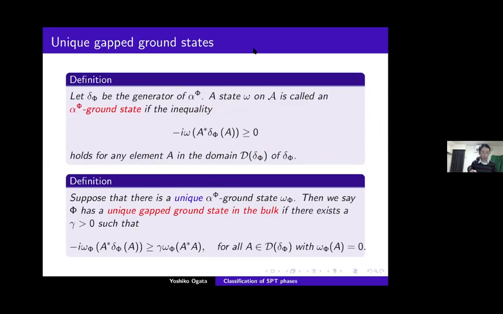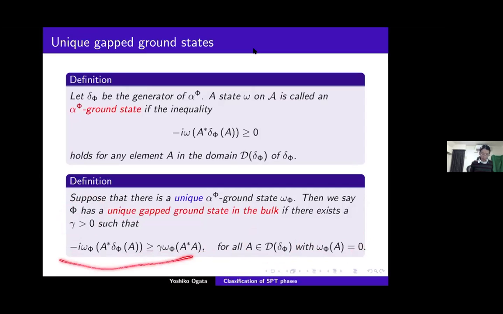And I said in the beginning that we are interested in Hamiltonians with a unique gapped ground state. So let me specify what I mean by unique gapped ground state. In general, there can be many states satisfying this condition, namely there can be many ground states. But the situation we are interested in is the case that such a state is unique. So let us consider such a situation. And then we say that this interaction phi has a unique gapped ground state in the bulk if there exists a strictly positive number gamma satisfying this condition for all A in the domain of the generator whose expectation value is 0 with respect to the ground state.